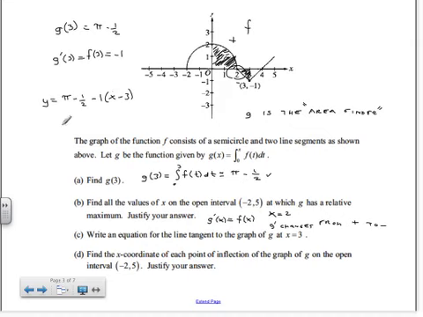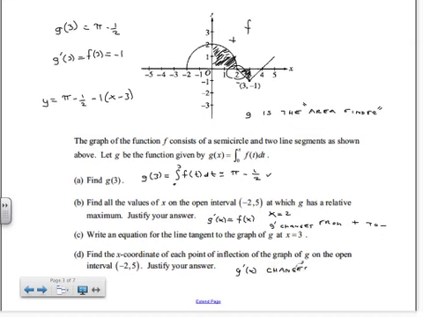Part D says find the x-coordinate of each point of inflection of the graph of g on the open interval -2 to 5. Justify your answer. Points of inflection by definition are where the first derivative of a function changes from increasing to decreasing. So I'm looking for where g prime changes from increasing to decreasing or vice versa.